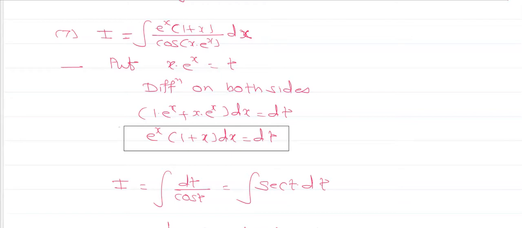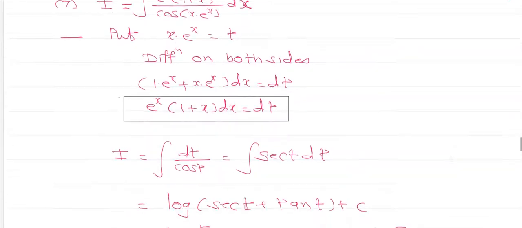Now what can we take common? e raised to x in bracket 1 plus x bracket complete into dx is equal to dt. This is the value in the numerator, e raised to x in bracket 1 plus x bracket complete into dx. Therefore, this total is equal to dt. Here is dt, and in the denominator here is cos of x into e raised to x, therefore cos of t. It is cos of t, and this, 1 upon cos of t, can be written as sec of t into dt.